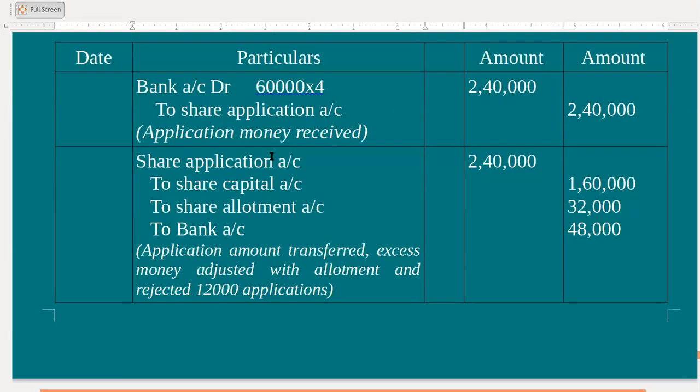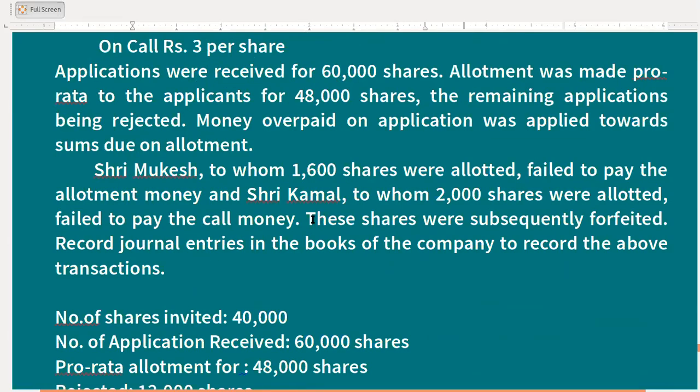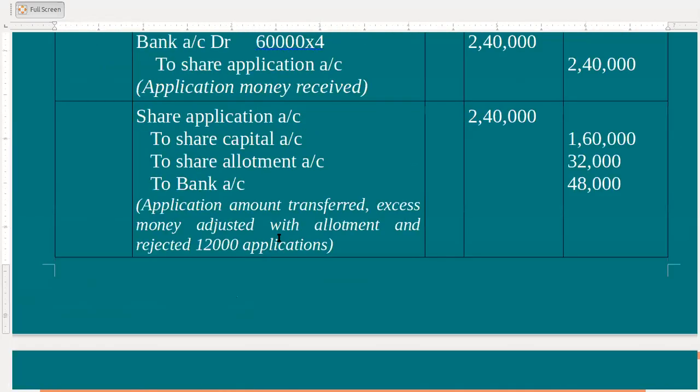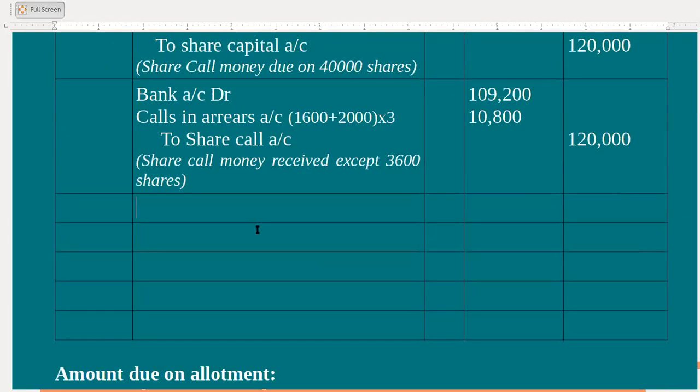Okay, very good. So normal journal entries are over. Now we can go to the last part of the question. These shares were subsequently forfeited. Record journal entry in the books of the company to record the transaction. So we have one more journal entry, right? Forfeiture. Yeah, the forfeiture journal entry is there. So what is the journal entry for forfeiture? Share capital account, to share forfeiture account, to share allotment account, to share call account.